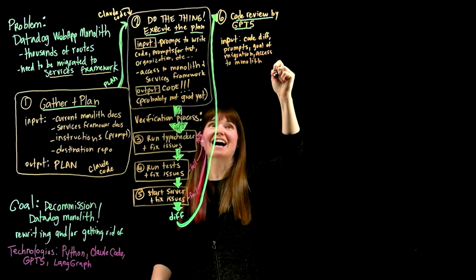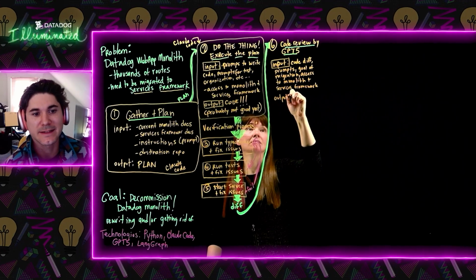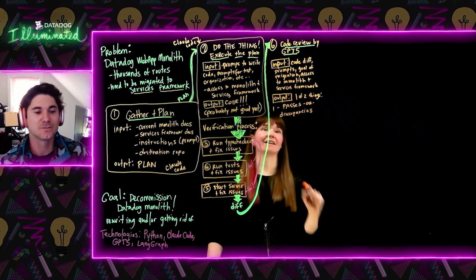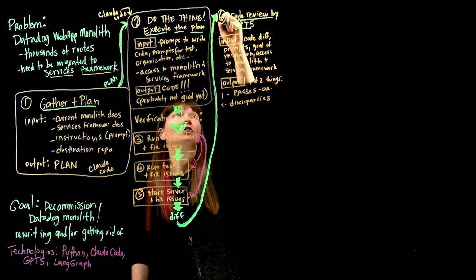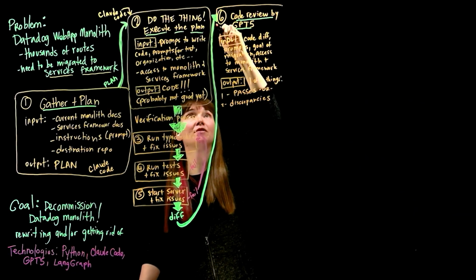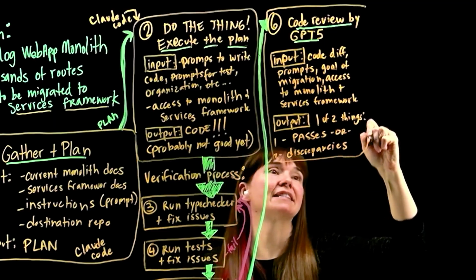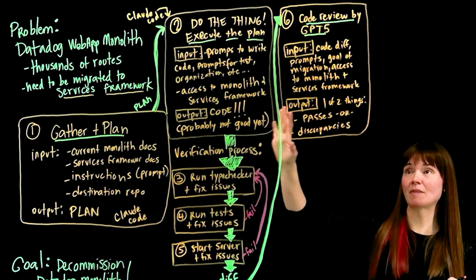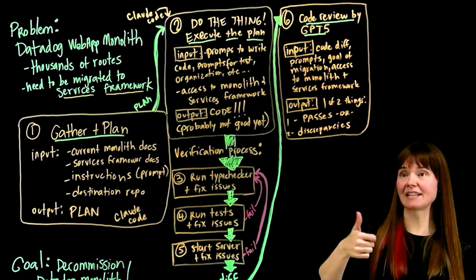And then it has access to the monolith and the services framework, both. Yes. And then what's the output? It's one of two things. Either it passes, meaning behaviorally, it believes that the code is identical, or a list of discrepancies that it's found. So if it passes, at this point, we're effectively done with the workflow. And if it found some discrepancies, we'll perform a similar workflow as we did in the first step. Okay, one passes or two discrepancies. Cool. So here's our step 6. We have code review by GPT-5. It gets the code diff and has access to prompts and all sorts of instructions, and then access to the repos, the monolith and services framework. And then it either passes or there are discrepancies.